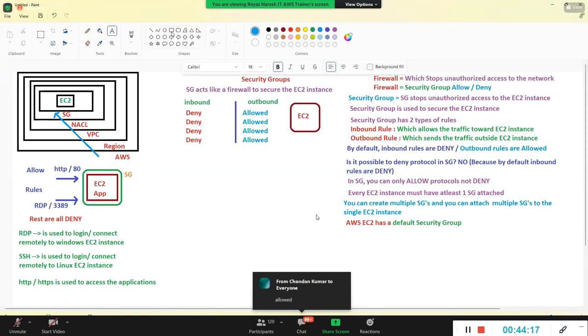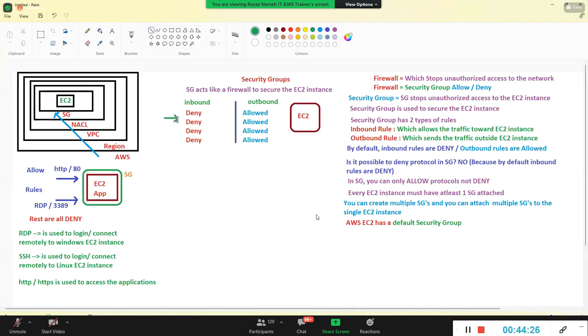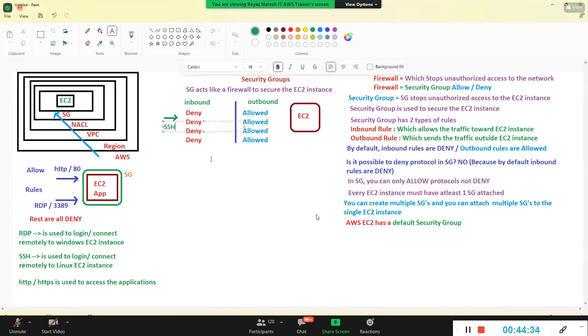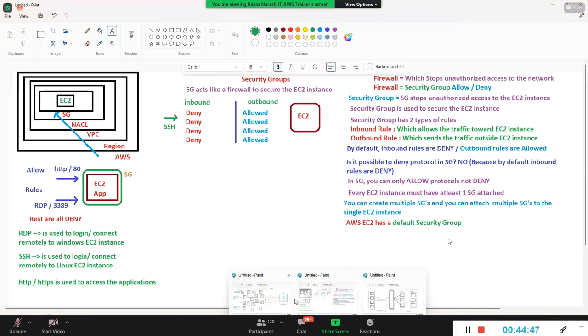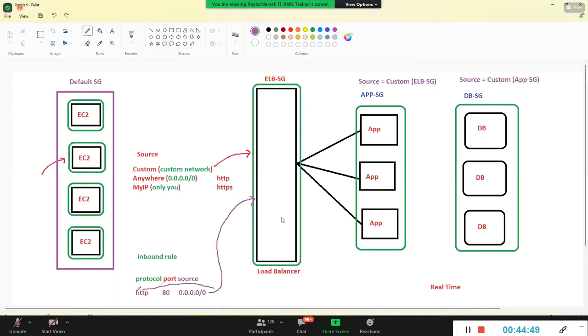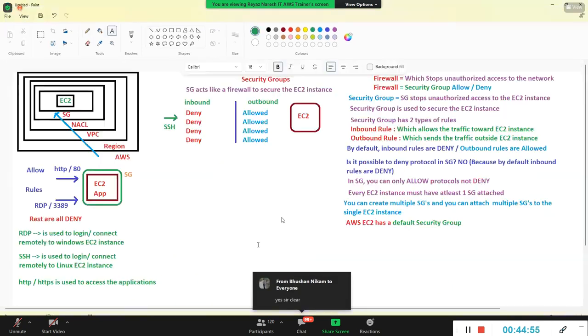So if you need to add any rule, just go ahead and add whatever rule you want. Let's say you add an SSH rule, and the rest everything will be denied. What will be there inside the inbound rules? Rules only: what protocol should be allowed, what port number should be allowed. I gave the example also. This is what you will have in the inbound rule.